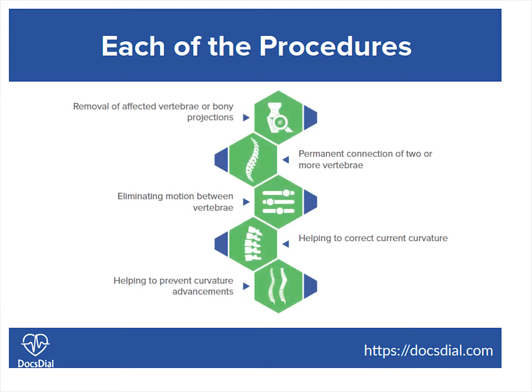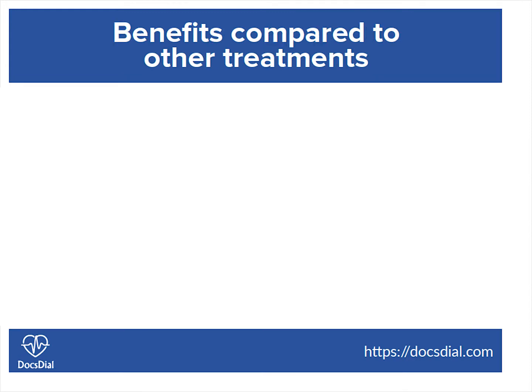Each of the procedures includes the removal of affected vertebrae or bony projections and permanent connection of two or more vertebrae. This eliminates motion between them and helps to correct any current curvature and helps to prevent advancements of the curvature in the future.